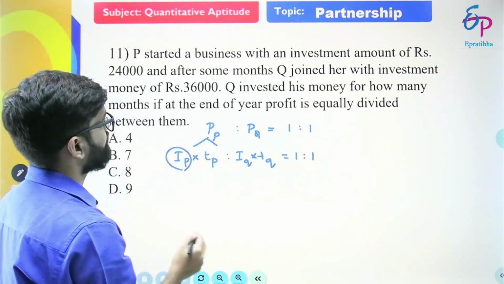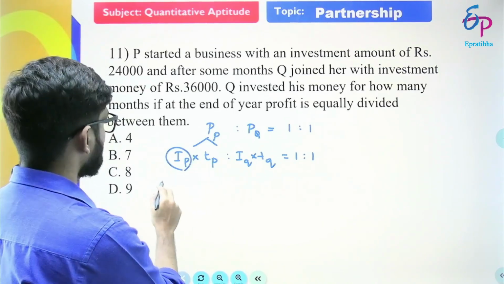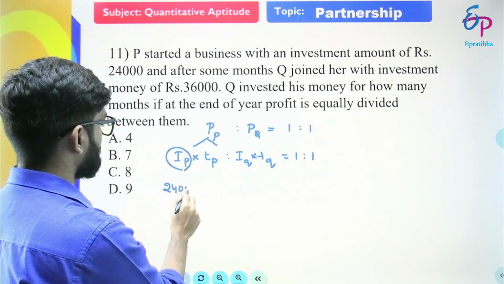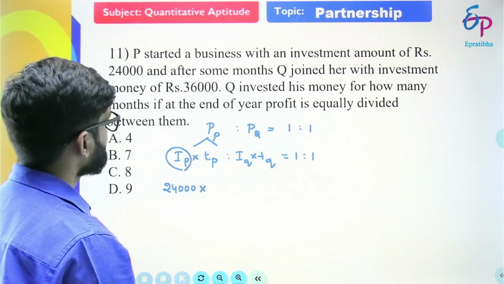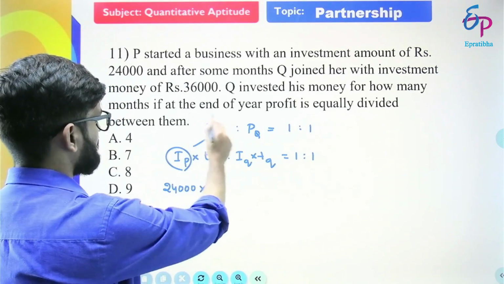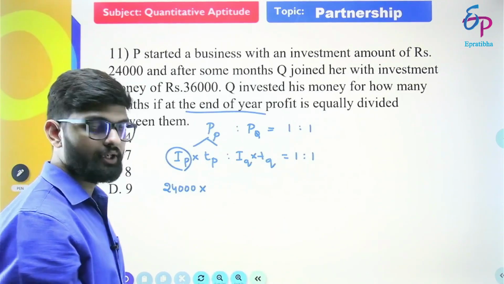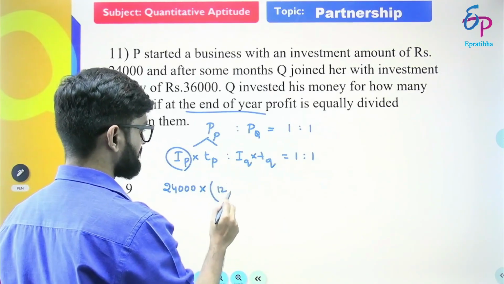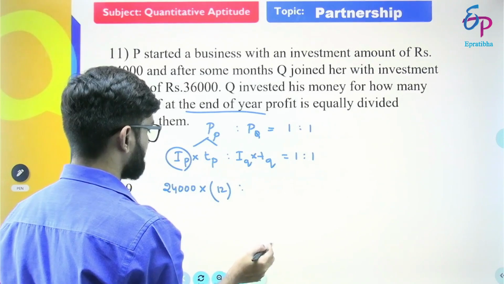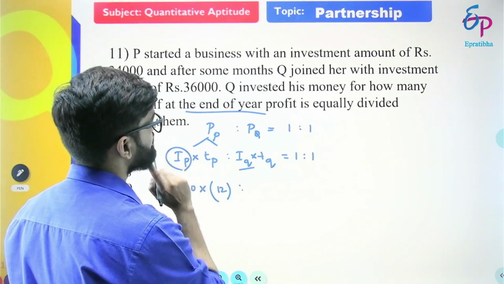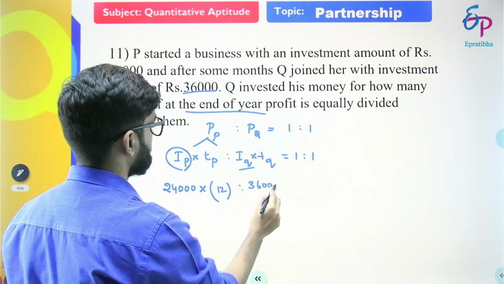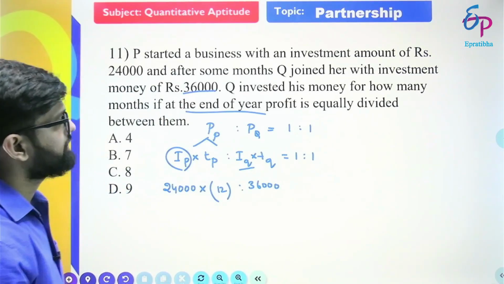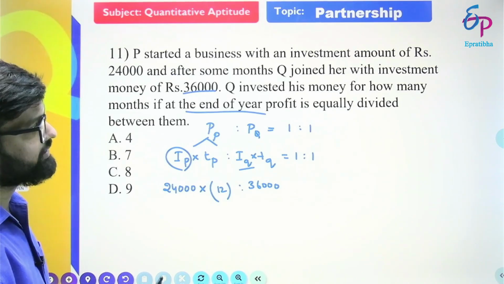So the investment of P is how much? 24,000, and at the end of the year, how many months will there be? It will be 12 months total. Investment of Q is 36,000, but how many months? After some months, so Q invested his money for how many months?